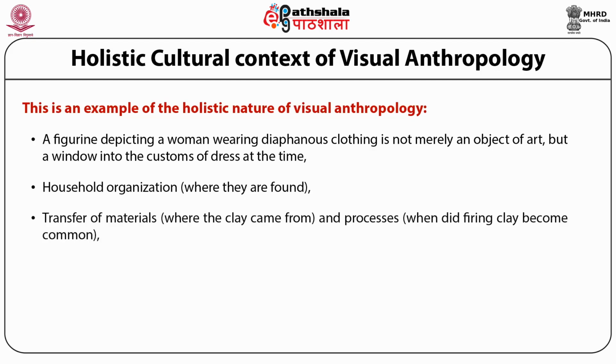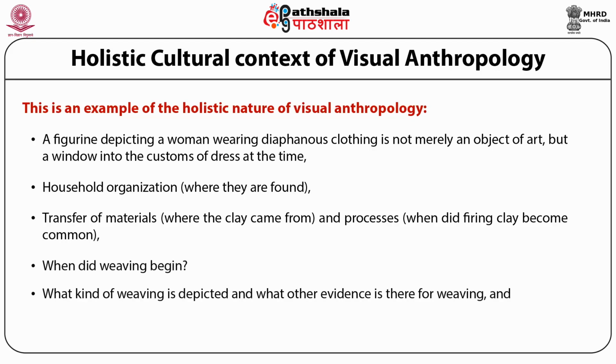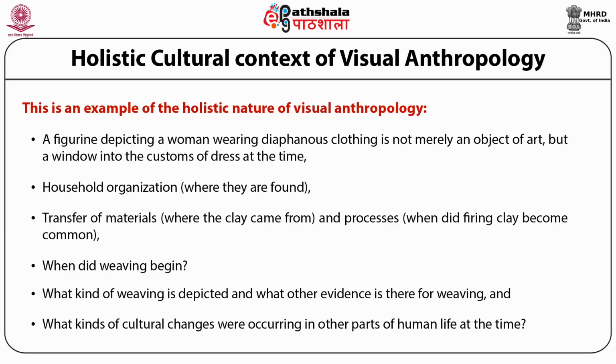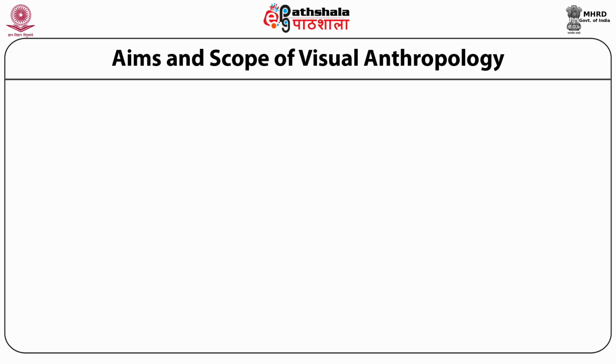transfer of material, where the clay came from, and process: when did firing clay become common? When did weaving begin? What kind of weaving is depicted, and what other evidence is there for weaving, and what kinds of cultural changes were occurring in other parts of human life at that time? Aims and scope of visual anthropology.